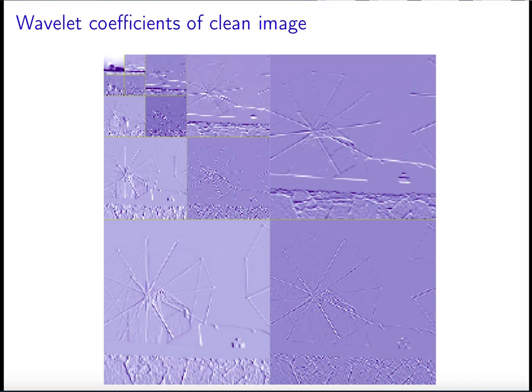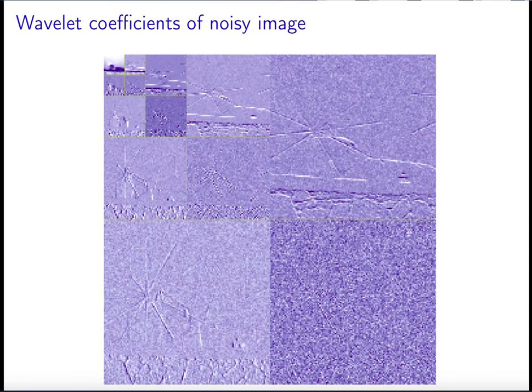So now try to think about how you would exploit the structure that you see in the wavelet coefficients of the clean image with respect to the wavelet coefficients of the noisy image. In particular, what do you notice?